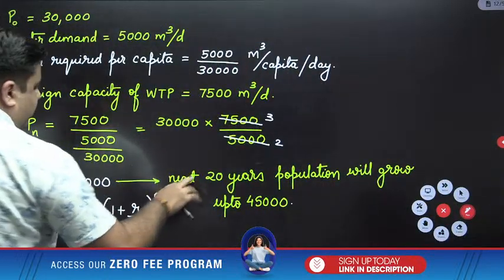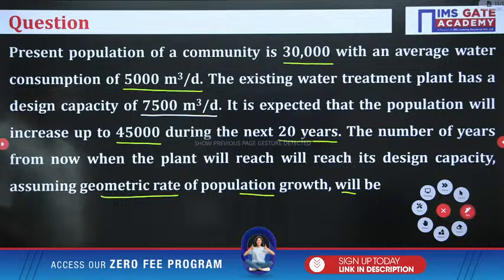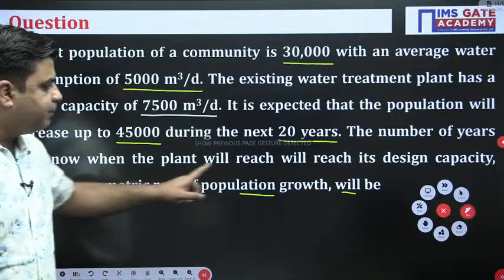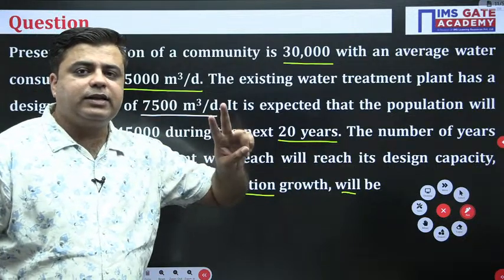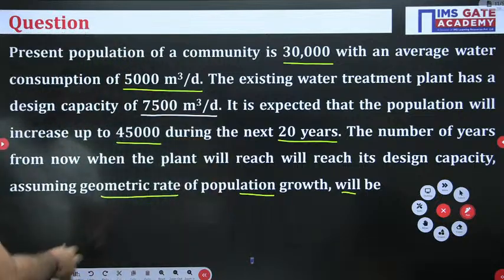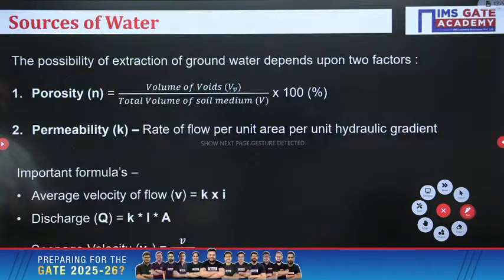Okay, so this is how you need to solve the question. What will be the answer? In how many years will the plant reach its design capacity? Answer is 20 years. Okay, moving ahead with this to the next question.